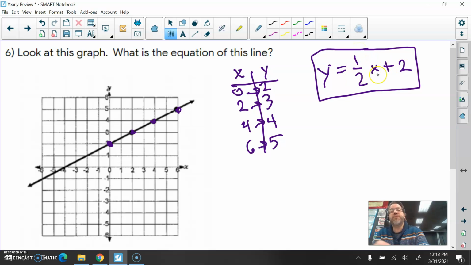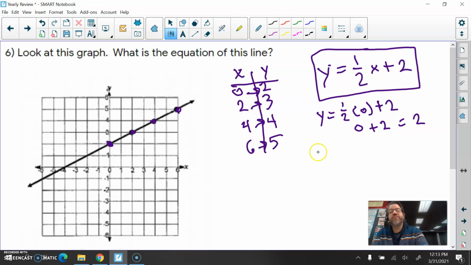You'll know this is correct because if you substitute any one of these in for x and solve, you're going to get what you have matching with it for your y. Here, I'll show you. Y equals 1/2 times 0 plus 2. Well, half times 0 is 0, and 0 plus 2 equals 2, doesn't it? And when x is 0, y does equal 2.